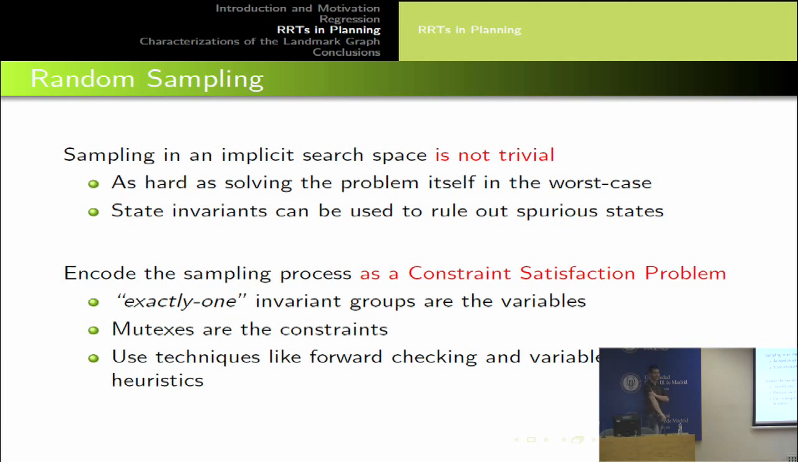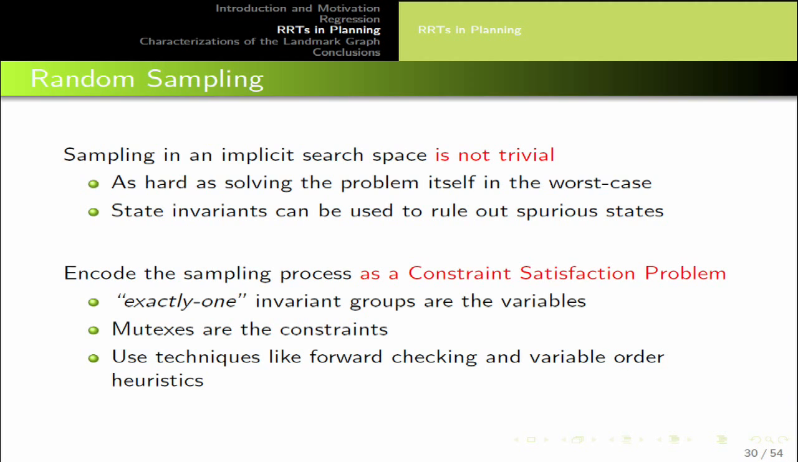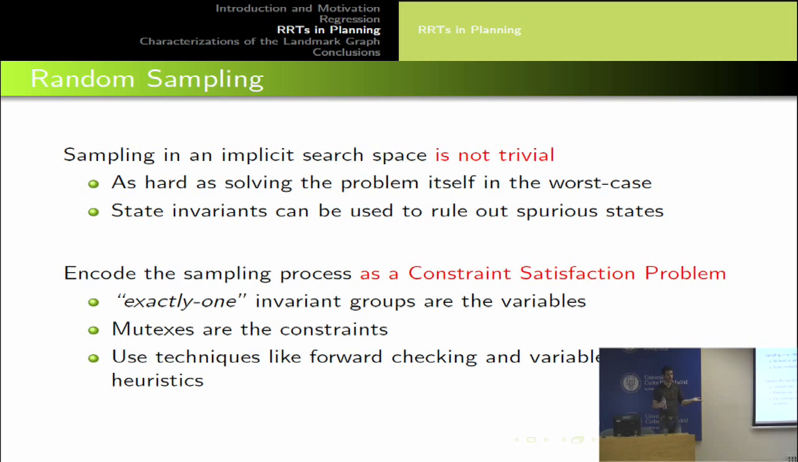Now, the problem with this is that random sampling in an implicit search space as planning is not at all trivial. It's pretty hard, in fact. And what we do here is, instead of trying to prove that a single state belongs to the search space, which is as hard as finding the solution of that subproblem, we use the state invariants, mutexes, and invariant groups here to rule out states that cannot belong to this search space, right? And this is done by turning this problem into a CSP, constraint satisfaction problem, in which the variables are the invariant groups and the constraints are the mutexes.